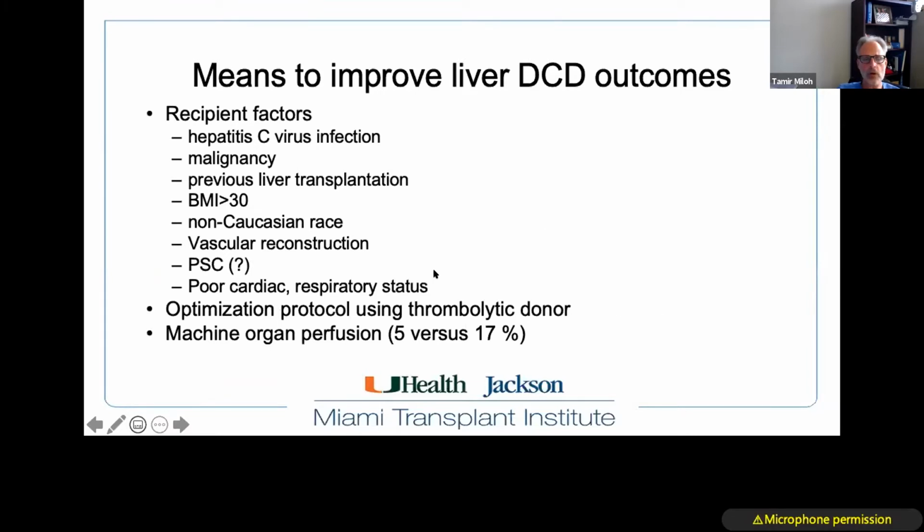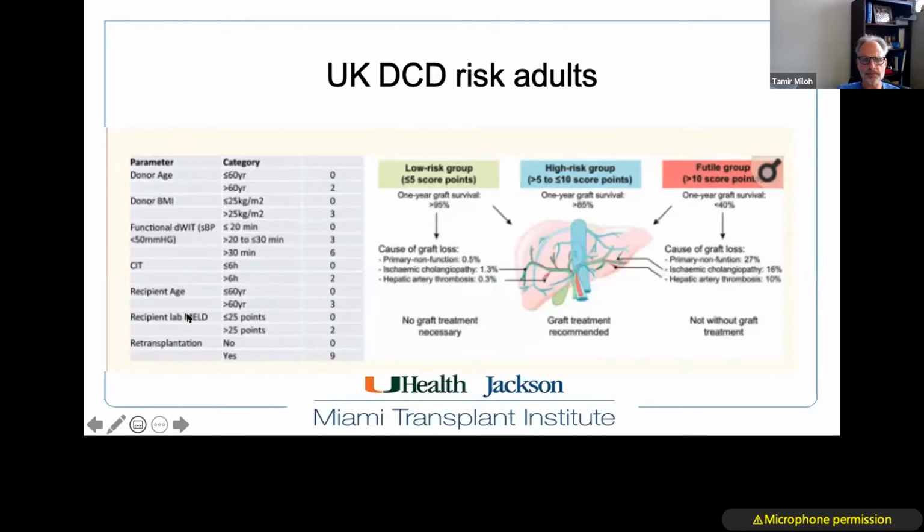And in the recipient, we also want to choose them very, very carefully. So probably patients with hepatitis C, malignancy, retransplant, also patients with a high BMI, non-Caucasian, the ones that need vascular reconstruction or have poor cardiac and respiratory function would not be the best candidates to receive a DCD. What we try to do is to optimize the protocol, using heparin in the donor and using warm machine perfusion to salvage the organ.